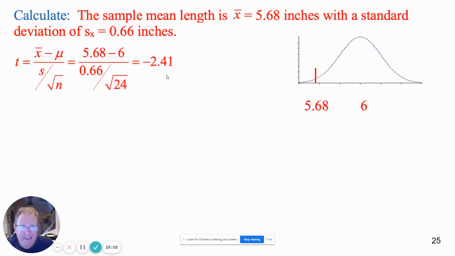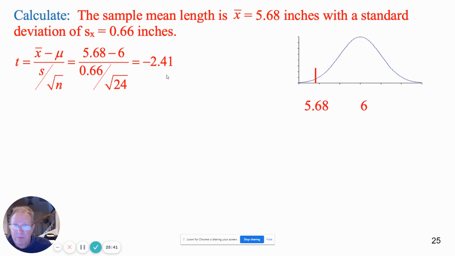Now I draw a t distribution, not a z distribution. I'm drawing a t distribution. And I know that my t statistic is minus 2.41 standard deviations below the mean. So I go to that. I draw a borderline at 2.41 standard deviations below the mean. And it's a one-tailed test, so I shade an area less than that border. I labeled it this time with my population values 6 and 5.68, but I could have labeled it with my t distribution values of 0 and minus 2.41. That would have been perfectly acceptable.